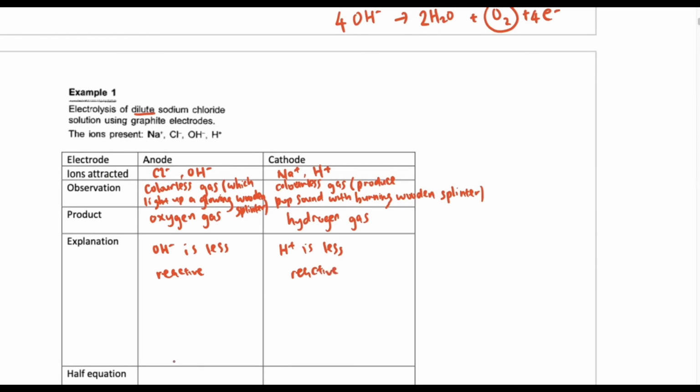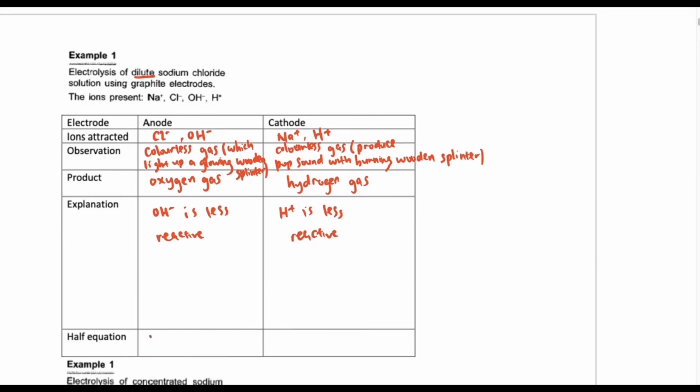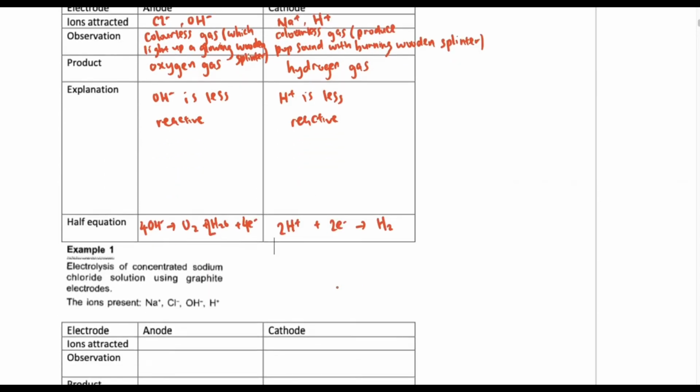Okay, half equations. Hydroxide forms oxygen, forms H2O, forms electrons. Balance the equation. So this is the equation. For this one, H+ accepts electrons, then forms hydrogen gas, H2. Balance the equation. So settle for this. Now we look at the next one.